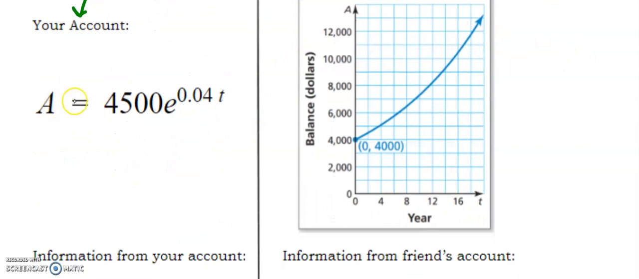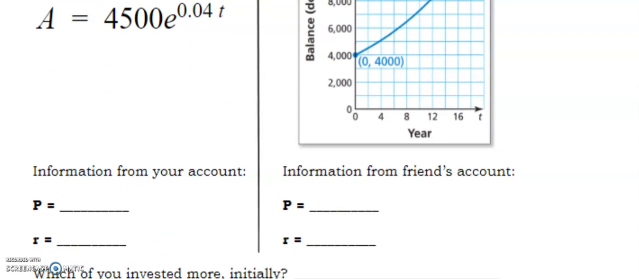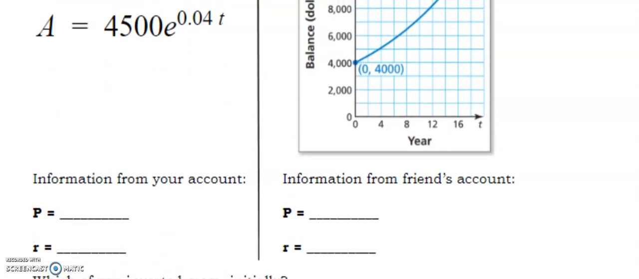So if we look, your amount is equal to 4,500 e to the 0.04t. This is your friend's amount, which we can see is an exponential growth because of that continuous compounding. Information from your account, your P, your principal, would have been 4,500. So good job having $4,500 in your account. And your r is this 0.04, which really would have been a 4% rate, right?